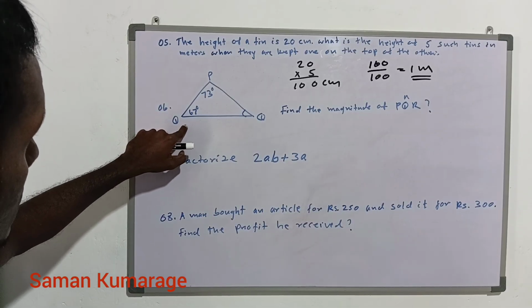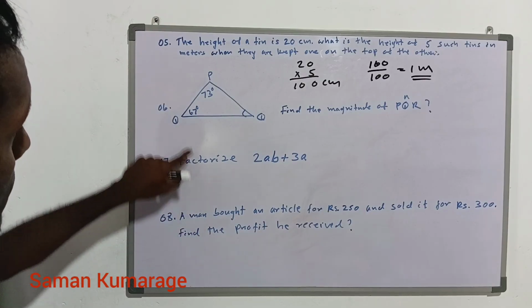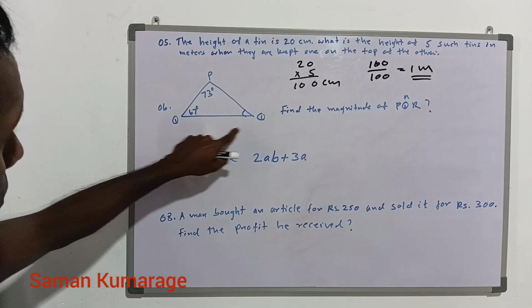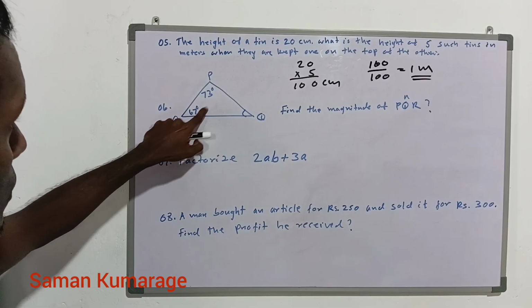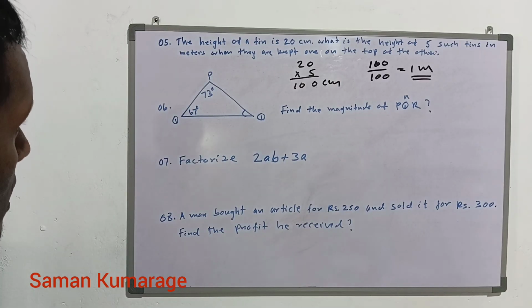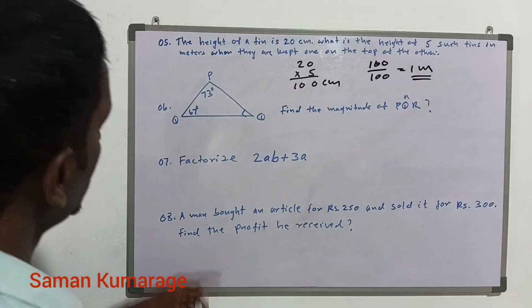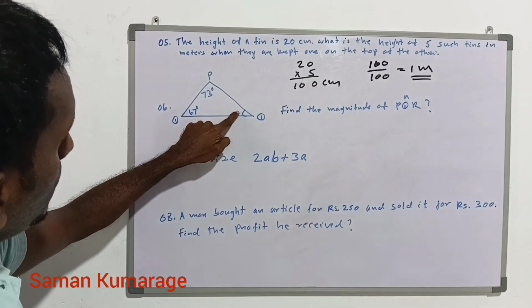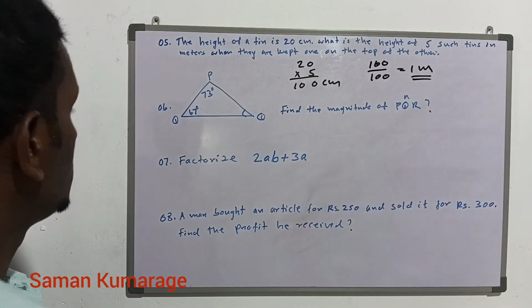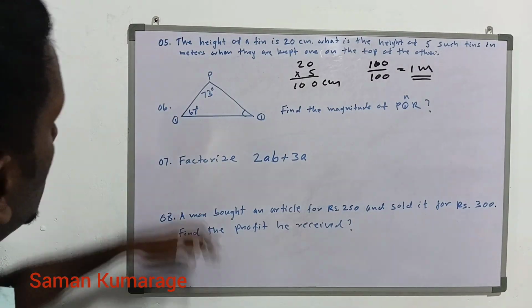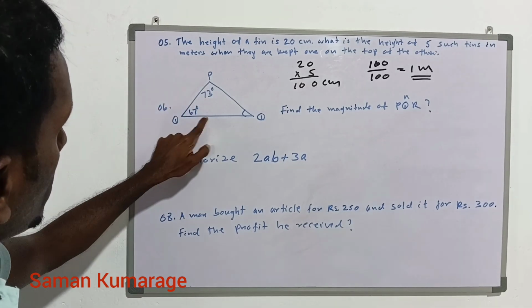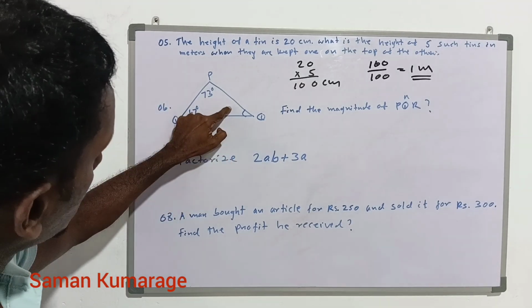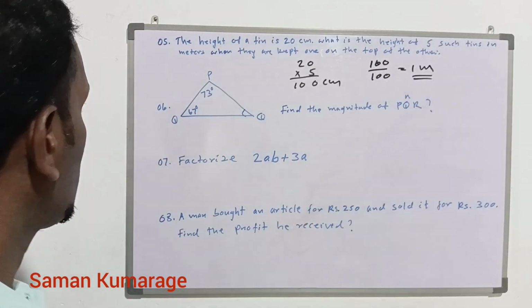has come from geometry. The magnitudes of two angles of a triangle are given. They are asking the magnitude of the remaining angle.